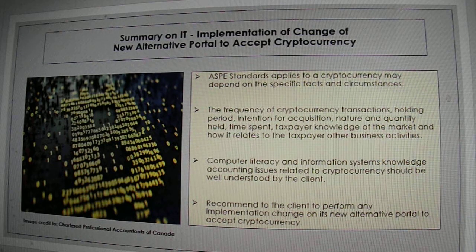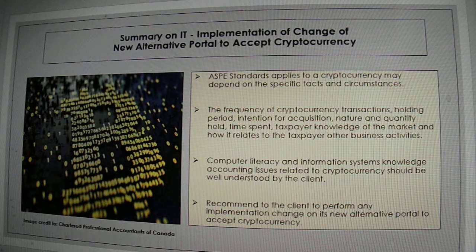I'll be talking about the ASPE standards that apply to cryptocurrency, and that would normally depend on the specific facts and circumstances. Therefore, it would be inappropriate for management to look beyond primary sources of GAAP in accounting for a cryptocurrency holding. Cryptocurrency must be analyzed as to asset class, and applicable ASPE standards have to be implemented.